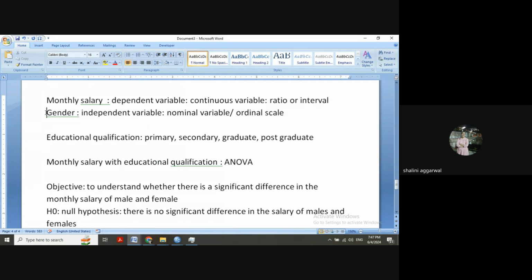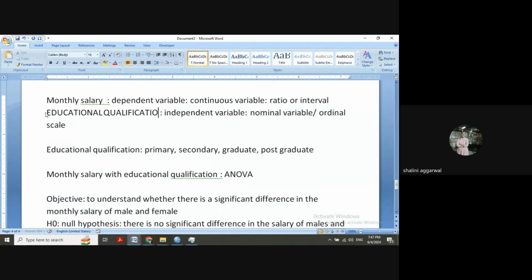Gender नहीं है यहाँ पर, क्या है? Educational qualification. ये मैंने आपको पहले ही बताया था. इसमें जो आपका independent variable है, that can be divided into more than two parts, like primary, secondary, graduate, postgraduate. ठीक है? तो monthly salary with educational qualification. Then we do it with ANOVA, right?